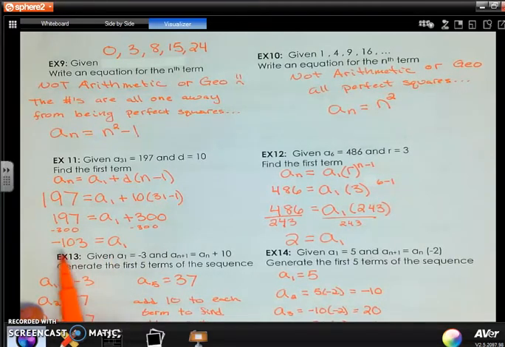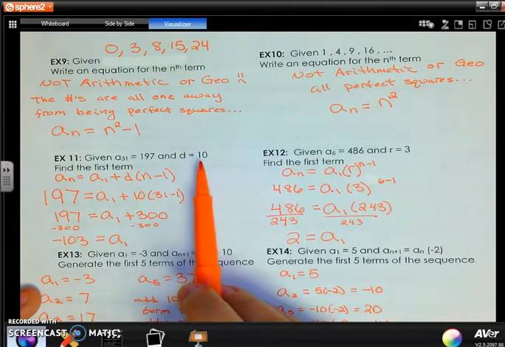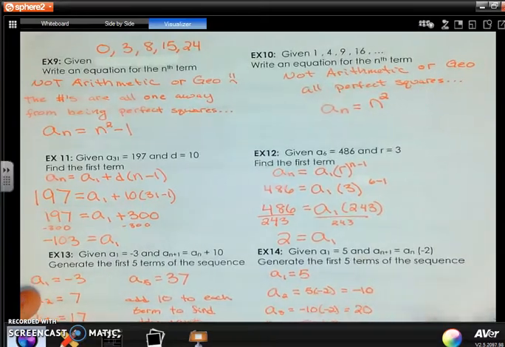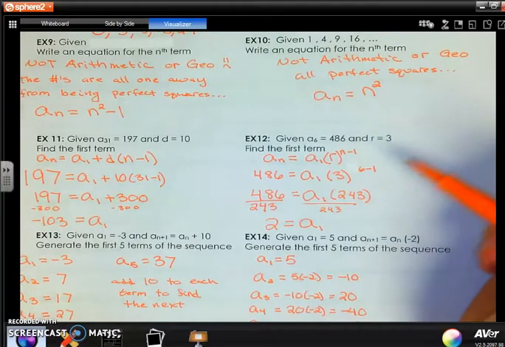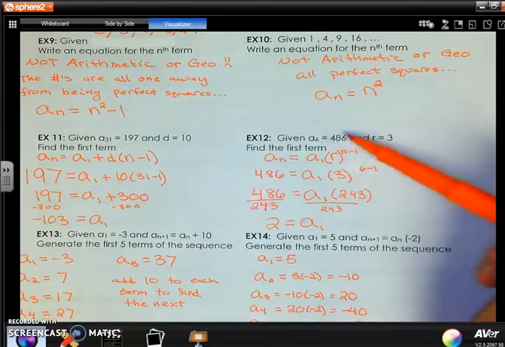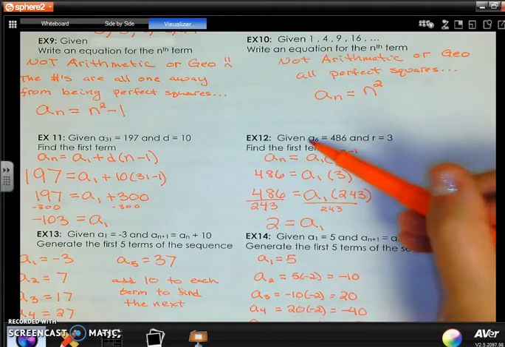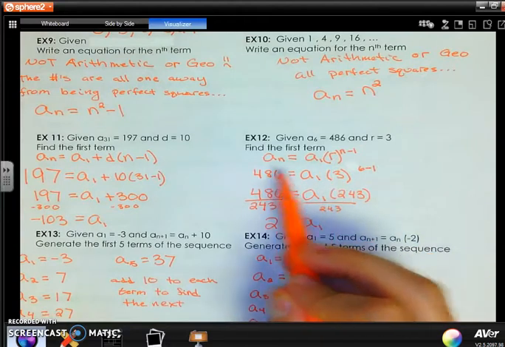So this says that the very first term in the sequence that was related by a common difference of 10, that the 31st term was 197, the first term must have been negative 103. Okay, so you're just solving for any part that's there. All right, here they're giving you the sixth term, so this tells you that n equals 6, okay? A sub 6 is this number, and your r value is 3. So here's your explicit formula.